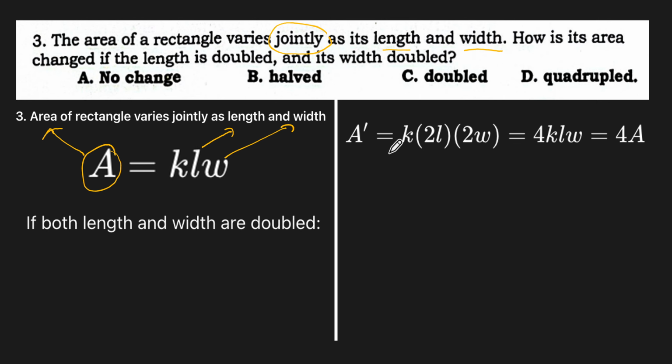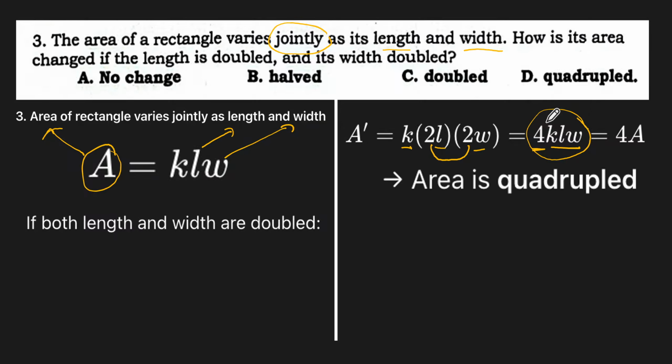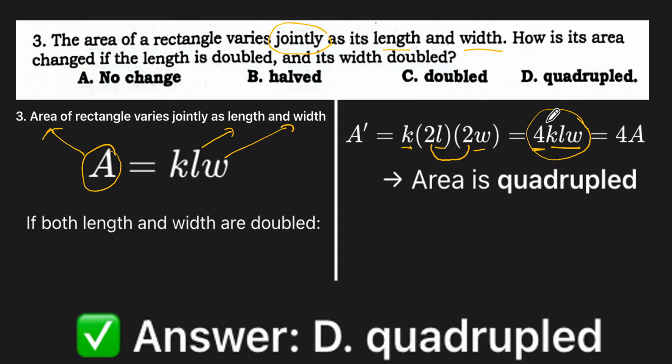So the A prime or area would be K times 2L because we want to make it doubled, times 2W. So here we multiply the coefficients, 2 times 2, that is 4. And then we copy the K, L, and W here. Okay? So as you can see, our area just quadrupled. And the answer here in this given would be letter D, quadrupled. So we have 4 here, right?